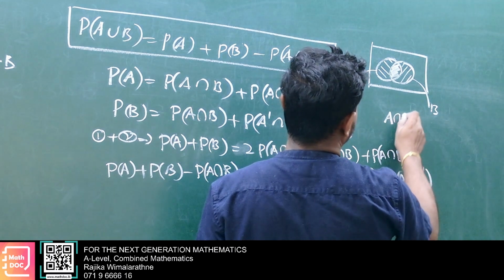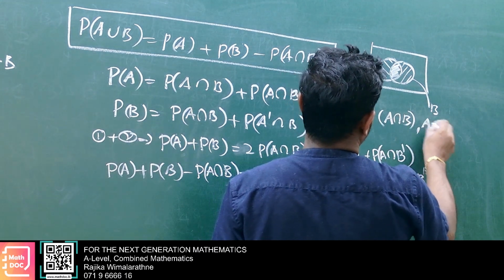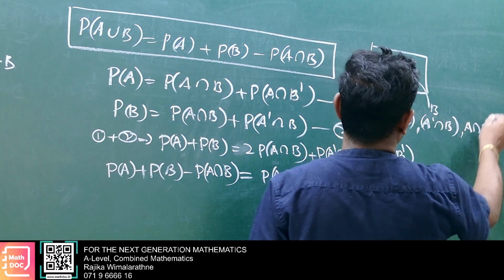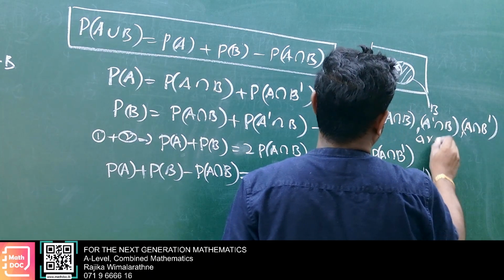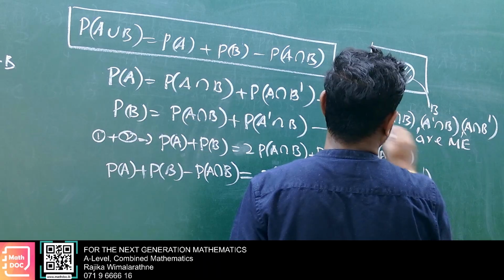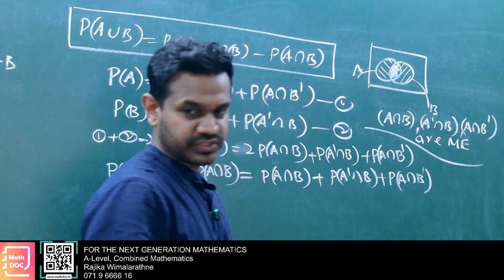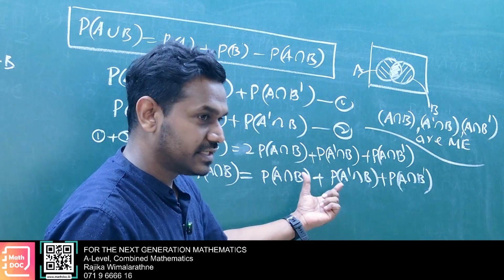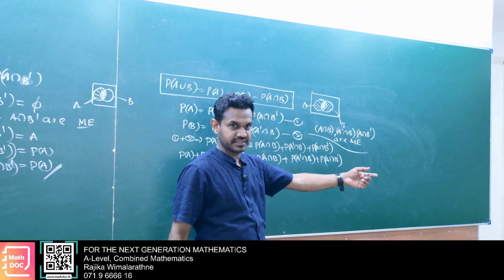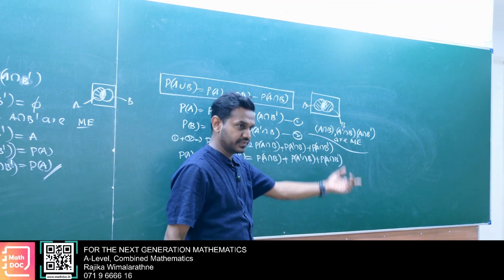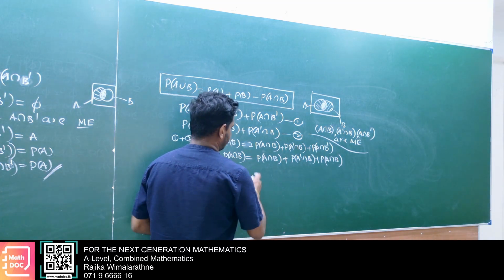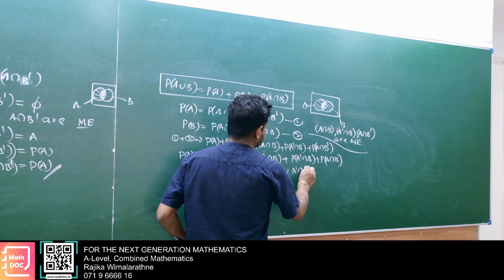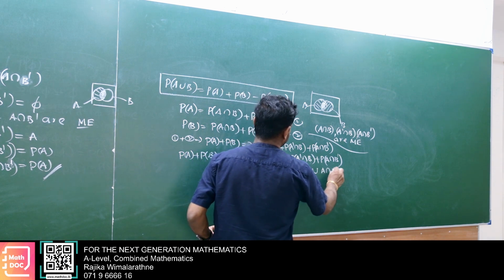A ∩ B, A' ∩ B, A ∩ B' are mutually exclusive. Then for mutually exclusive events, union we can write as sum, no? Then here this sum we write as union, the converse. So P of (A ∩ B) ∪ (A' ∩ B) ∪ (A ∩ B').